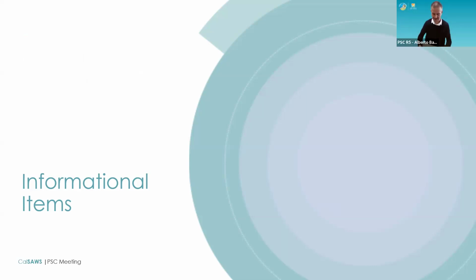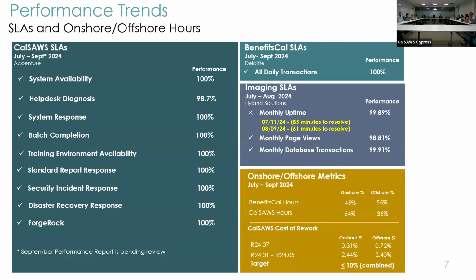Thank you. We'll move on to our first informational item, performance trends. Arnold? All right, good morning, everybody. My name is Arnold Malvik. I'm the Accenture Project Executive. We'll hit the highlights, and luckily there weren't any perturbations in the system, so it's going to be a boring update of 100% availability. That was through the July to September timeframe.